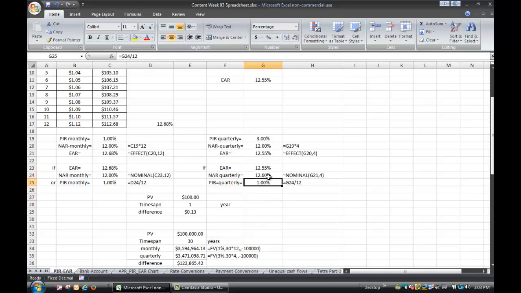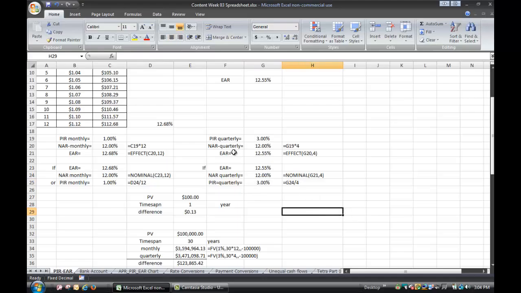And then we divide by 4, which we didn't here. This is a mistake. That should be C23 over 4. And the example here should be 4. It happens when you copy over without checking. And we get 3%. 12 divided by 4 is 3%.